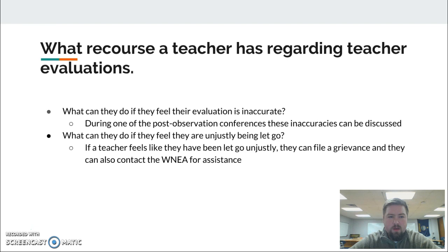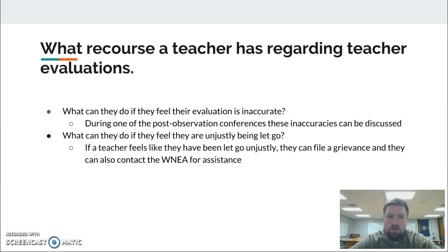What resource does a teacher have regarding teacher evaluations here at our school, if they feel their evaluation is inaccurate? During one of those post-observation conferences, these inaccuracies can be discussed. So you compare your lesson that you taught during that day to the administrator's notes from what he or she witnessed. And if you feel like he or she missed something, you can explain yourself and why you did it this way or why you did it that way.